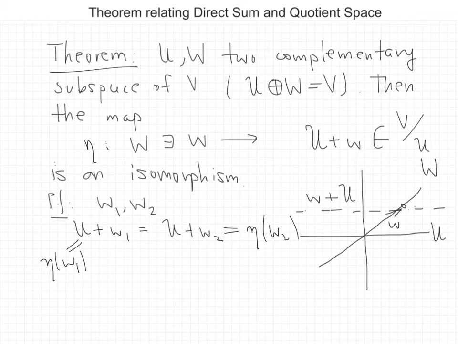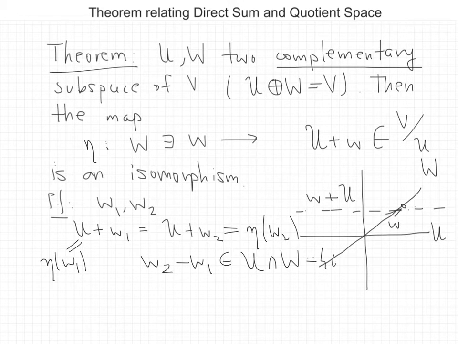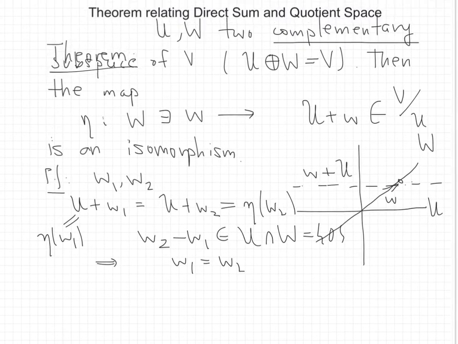Now this set equality tells us that if we look at the difference vector, W2 minus W1, that will be a vector in U. But both vectors were in W, so the difference vector is also in W. So that's a vector in the intersection. And the fact that these two subspaces are complementary meant precisely that the intersection only consisted of the zero vector. So this means that W1 is equal to W2, and that proves precisely that our map eta is one-to-one.